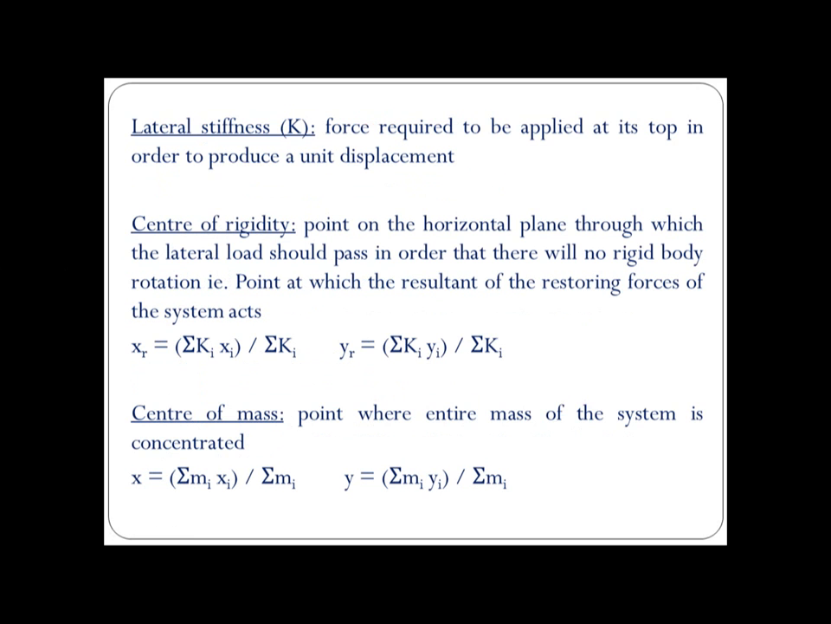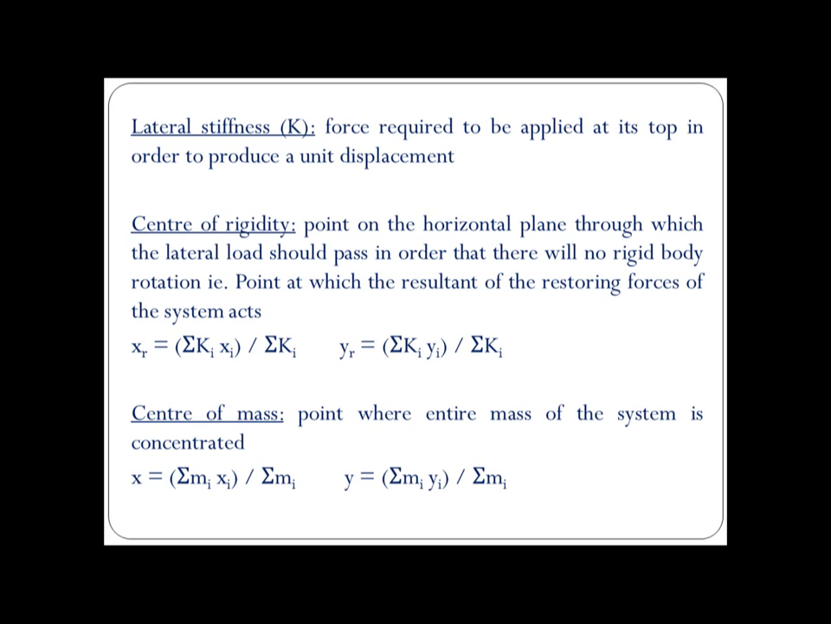Some of the terms we'll be using. Lateral stiffness: the force required to be applied at the top in order to produce a unit displacement. Center of rigidity: the point on the horizontal plane through which the lateral load should pass in order that there is no rigid body action. In simple terms, the point at which the resultant of the restoring forces of the system acts. Center of rigidity and center of mass are calculated in plan. Center of mass: the point at which the entire mass of the system is concentrated.